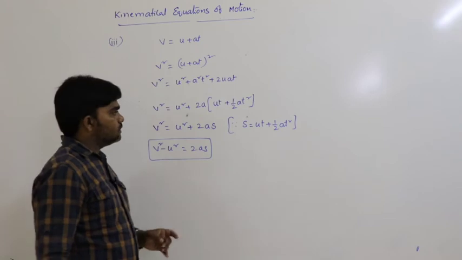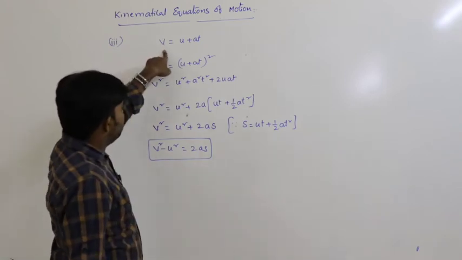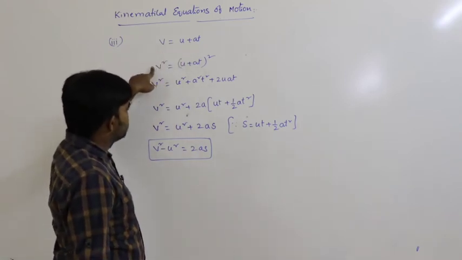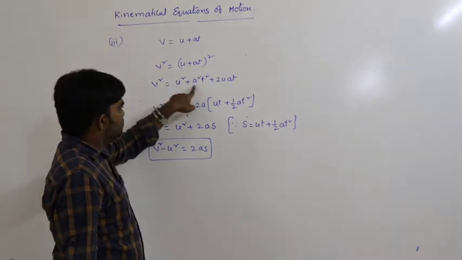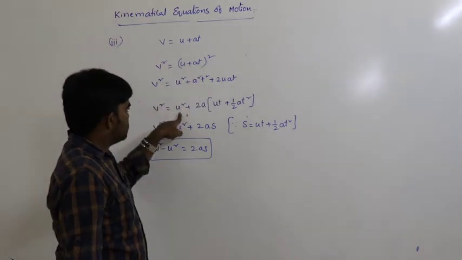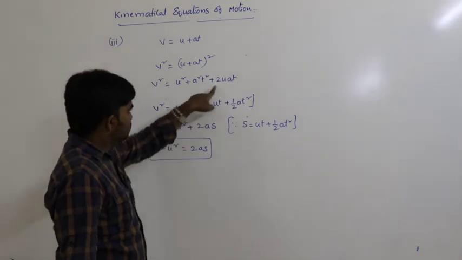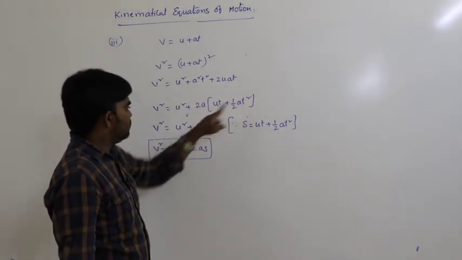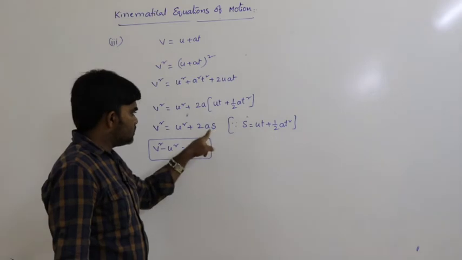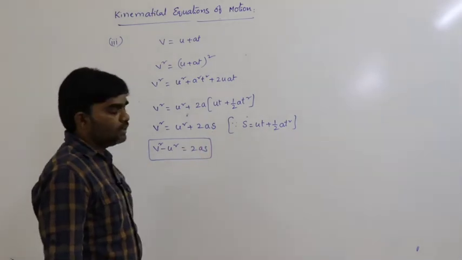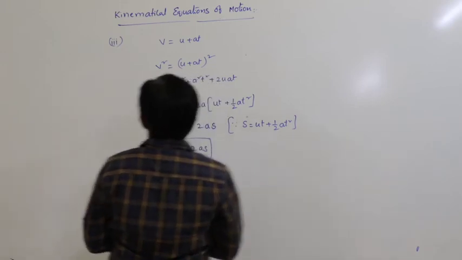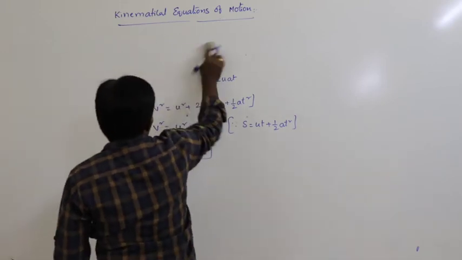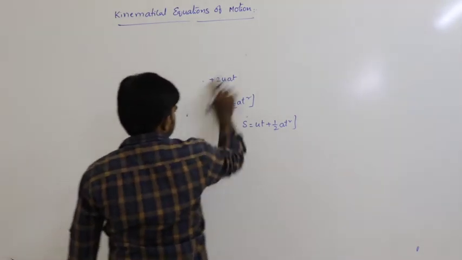So the first one is v equals u plus at. We are squaring on both sides. So v square, (a plus b) whole square formula, a square plus b square plus 2ab. Here 2a common, ut plus half at square, which is nothing but s. So from this we calculated this. Next, we can write the formulas here.